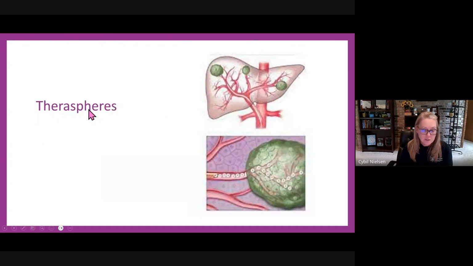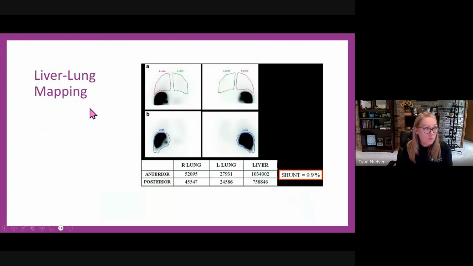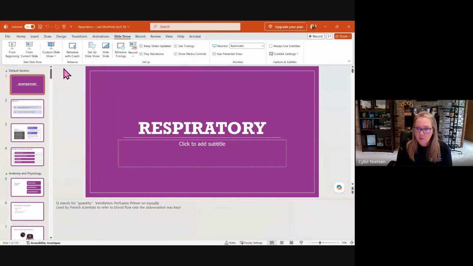All right. The rest of these are TheraSpheres, and I've already gone through them, and that takes us to the top of the hour. Barely got through that one.